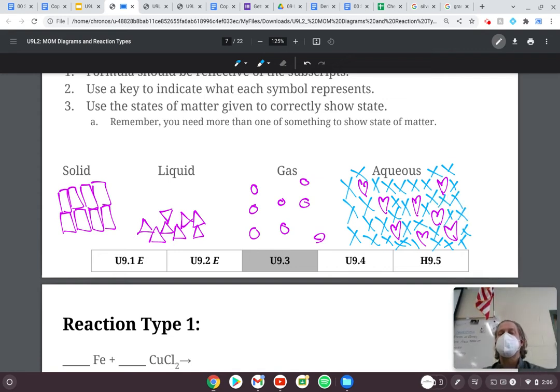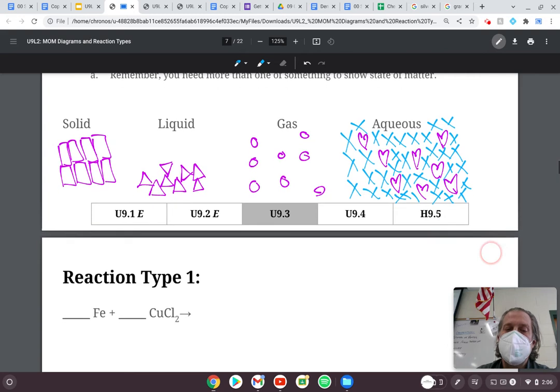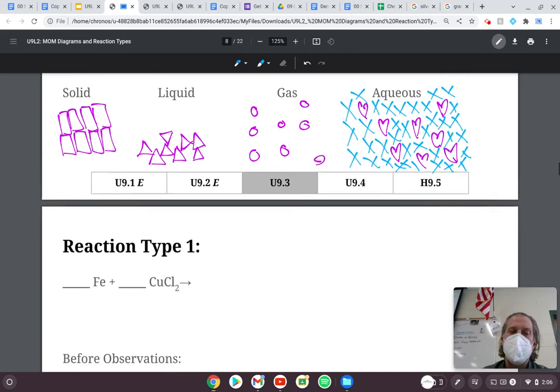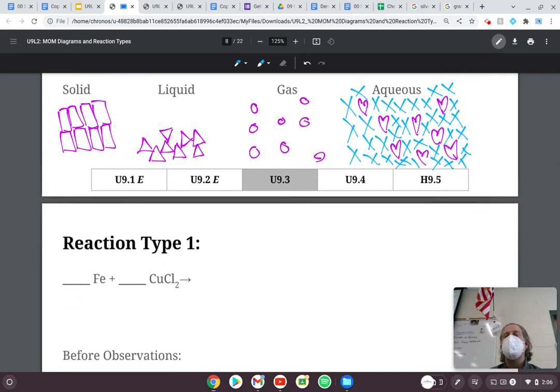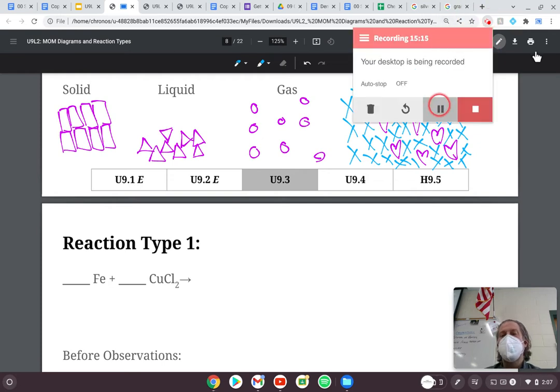So far, so good? Excellent. Make sure that you're doing those things. Now we're going to talk a little bit about the very first type of reaction, and we're going to use iron and copper chloride to help illustrate that. But in order to set that up, I need to go grab my materials.